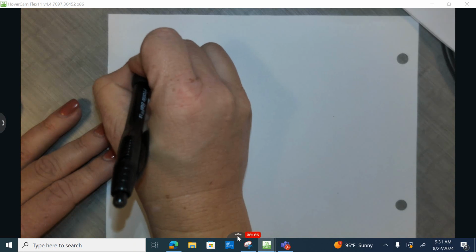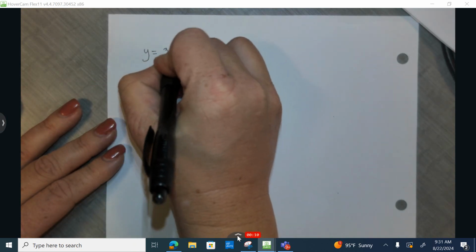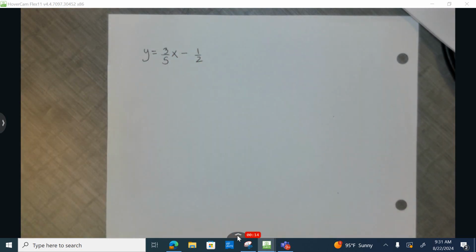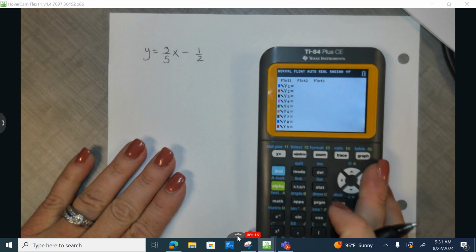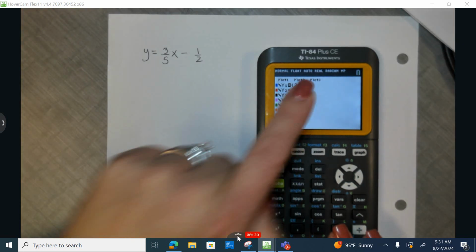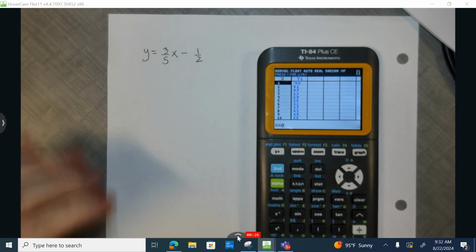How do I identify the inverse of a function? Y equals 3/5 x minus 1/2. First thing I'm going to do is come up here and put in this function. It's important to see that here's the function, x goes on the outside, and then I'm subtracting 1/2. Now I'm going to look for values.